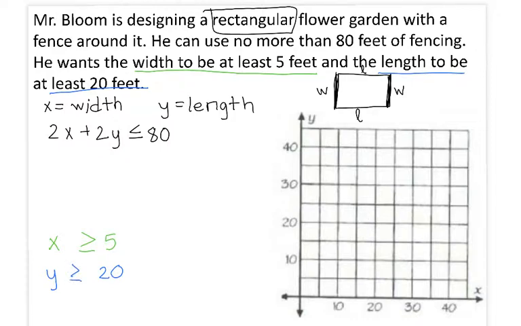All right, and then we're going to need to graph these three equations that we have. So the first one, the blue one, or the black one, sorry, we have 2x plus 2y less than or equal to 80. We first need to solve for y so that we can graph this and get it in slope-intercept form. So subtract 2x from both sides.